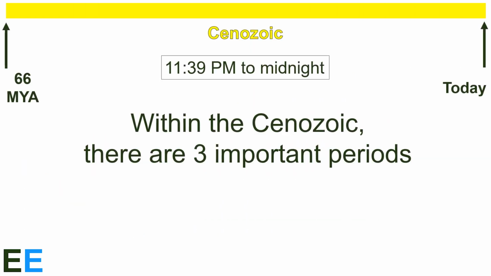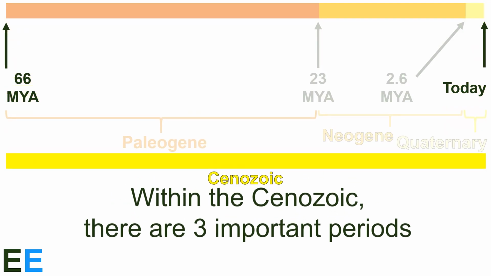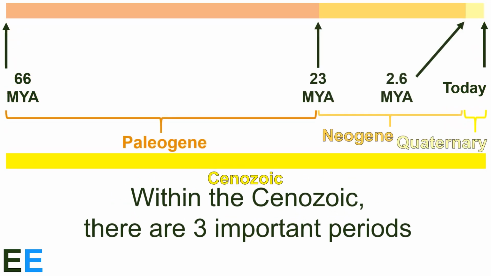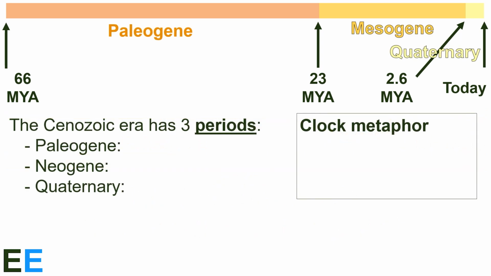The Cenozoic Era, from 66 million years ago up to the present, has 3 important periods of its own: the Paleogene, the Neogene, and the Quaternary. The Paleogene spans from 66 million years ago to 23 million years ago. The Neogene spans from 23 million years ago to just 2.6 million years ago, and the Quaternary spans from 2.6 million years ago to the present.